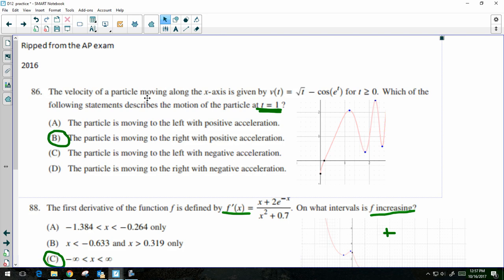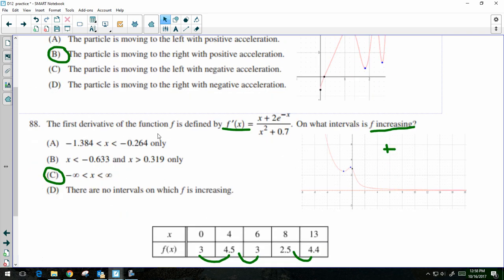Here we have the velocity of a particle moving along the x-axis is given by, and they give us the velocity function, for t greater than or equal to 0. Which of the following statements describes the motion of the particle at t equals 1? Well, this is the calculator section, number 86, and so I plug this right into the calculator. It wants to know the motion at t equals 1. So zoom in where you can get a clear picture of what's going on when t is 1. And it's right here. You can see the velocity function is increasing. Since velocity is increasing, then the acceleration is positive and it's moving to the right.